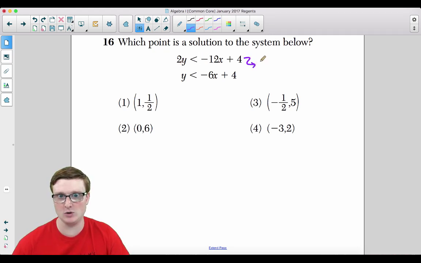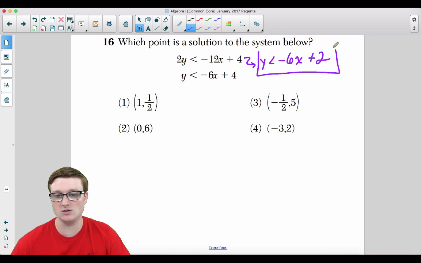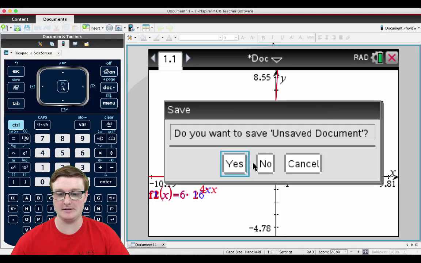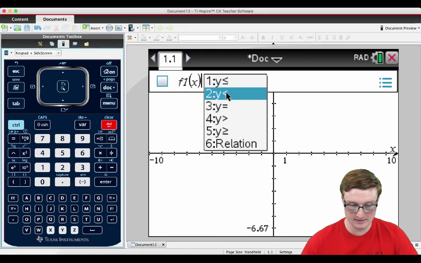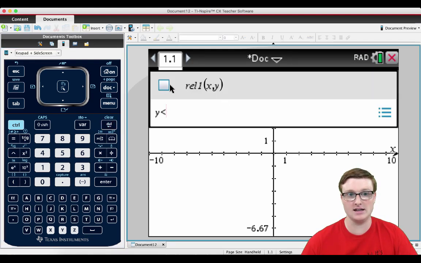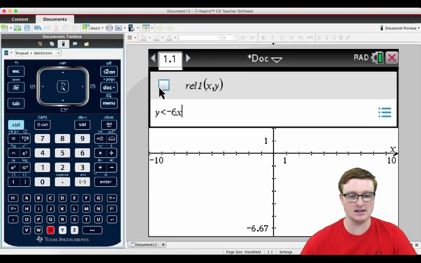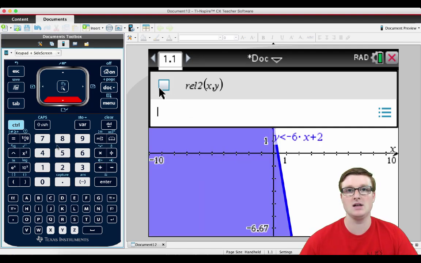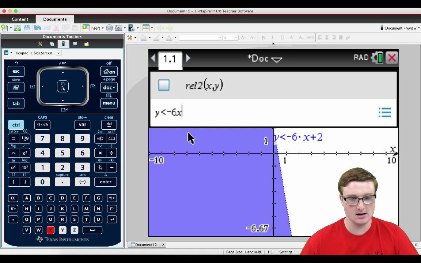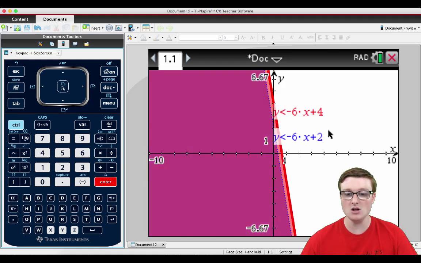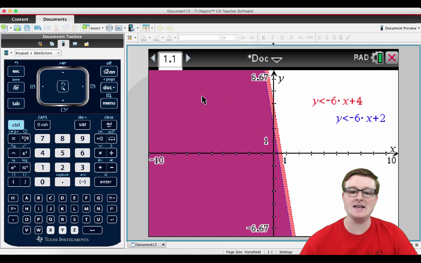So we're going to divide everything by 2. When you divide everything by 2, we get y is less than negative 6x plus 2. Okay, so that's what we're going to be graphing. Go to your calculator. Go to your graph, press the delete button, and it will come up as this menu right here. So click on less than. Y is less than negative 6x plus 2. Press your down arrow. And then do it again. So we get y, control equal, get a less than sign right there, negative 6x plus 4. Enter. Okay, so the solution is in this shaded region.